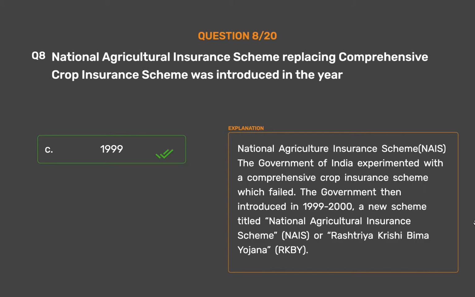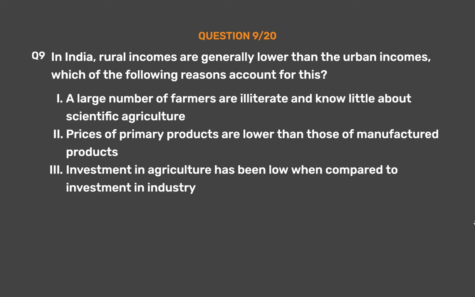The Government of India experimented with a comprehensive crop insurance scheme which failed. The government then introduced in 1999 to 2000 a new scheme titled National Agricultural Insurance Scheme, NAIS, or Rashtriya Krishi Bima Yojana, RKBY.